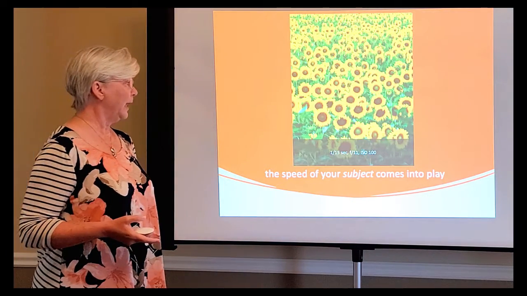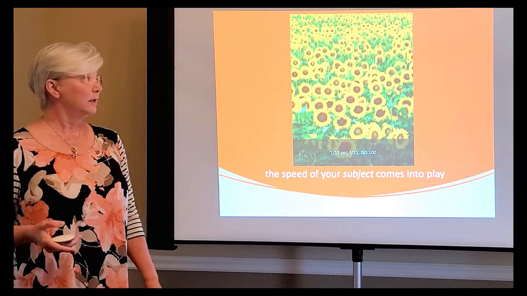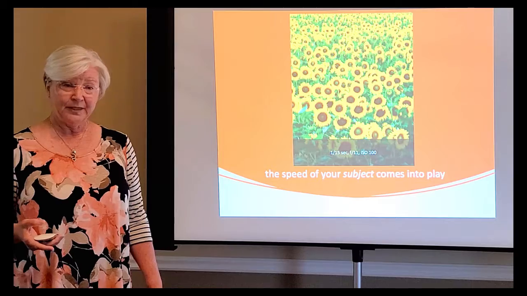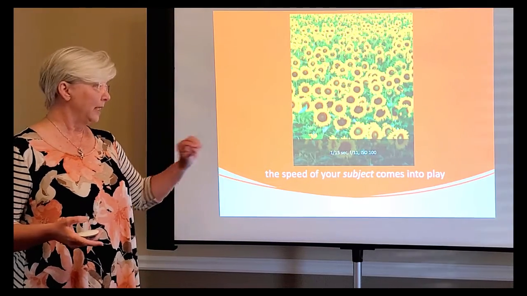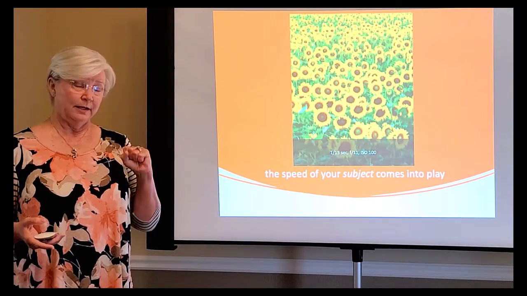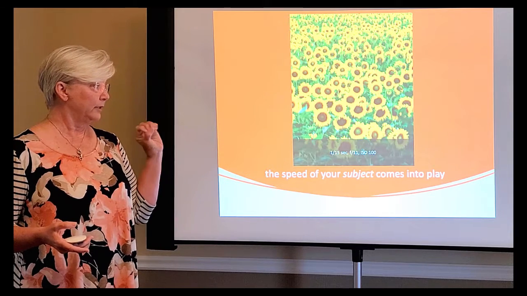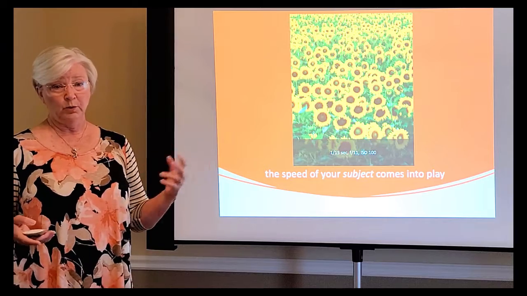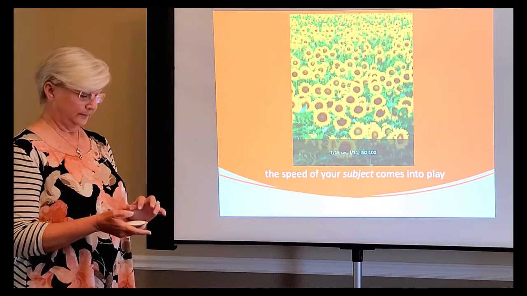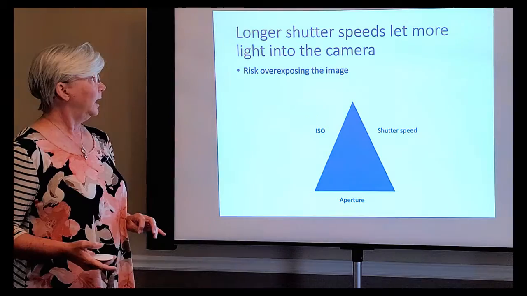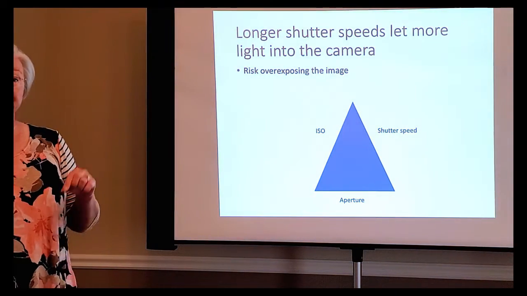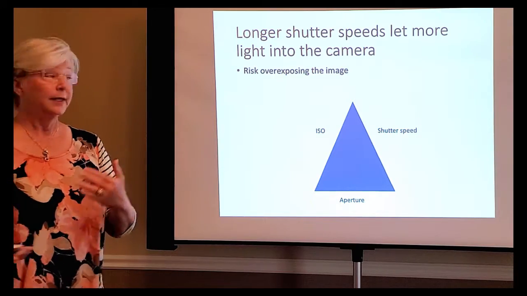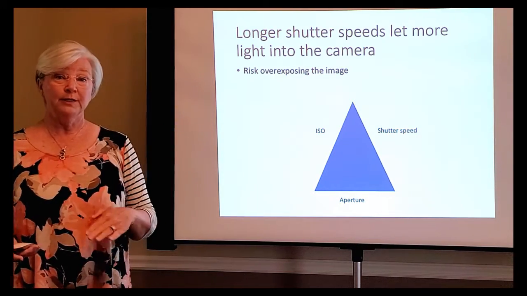For the field of sunflowers, the shutter speed was 1/15th of a second, extremely slow. But again, I was there in the evening. My aperture is kind of small, getting down into the smaller region, and the ISO was a normal starting ISO. As I mentioned earlier, the longer shutter speed lets more light into the camera, and so you have a risk of overexposing the image.